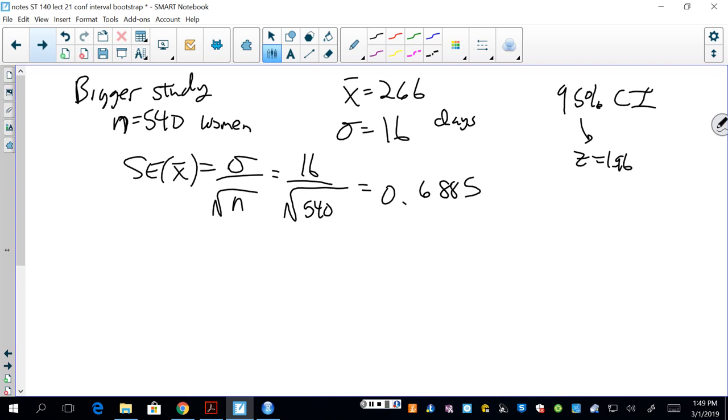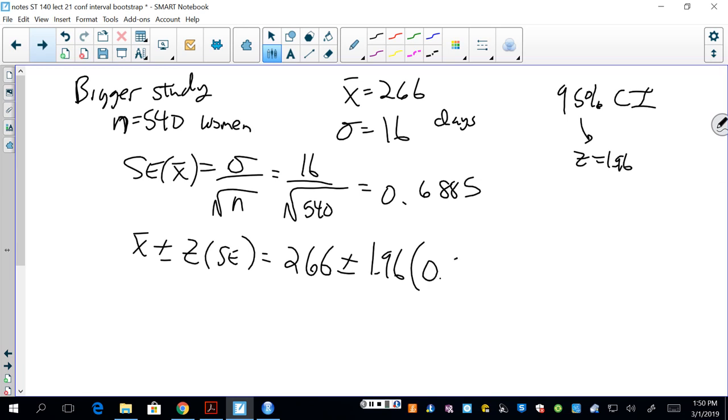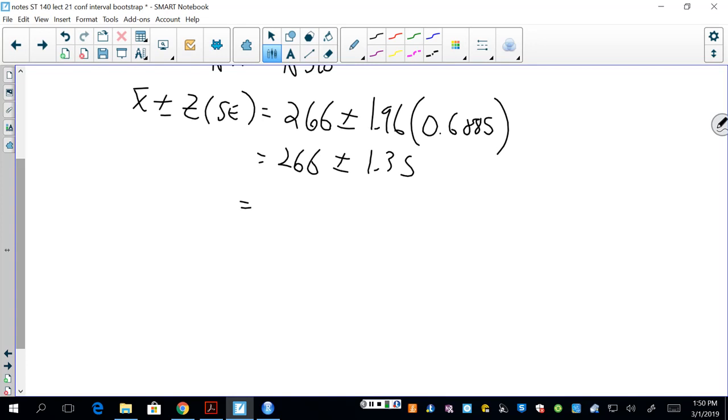The sample is 9 times as large. The confidence interval, because that's smaller, everything else equal, 95%, so we're going to get X bar plus or minus our Z value times the standard error. So 266 plus or minus 1.96 times that standard error, so 266 plus or minus 1.35. And now our interval is more precise: 267.35, 264.65 days. So if we had 540 women, it would become a lot more precise.